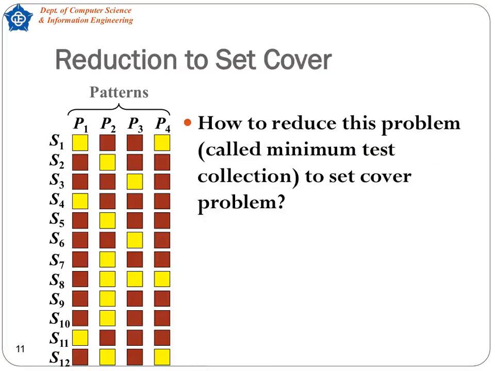Building on that insight, we now reframe our minimum test collection task as a classic set cover problem. On the left, you see 4 test patterns, P1 through P4, and 12 samples, S1 through S12. Each colored cell indicates that a given pattern detects its corresponding sample. Our goal is to choose the fewest patterns whose combined detections cover every sample. In other words, treat each pattern as a set of samples it hits, and then find the smallest number of these sets whose union includes all 12 samples. This reduction lets us leverage well-known algorithms and hardness results for set cover to tackle our original testing problem.